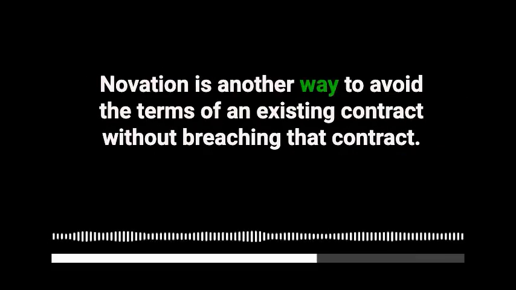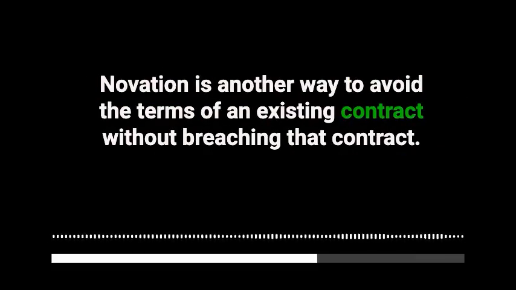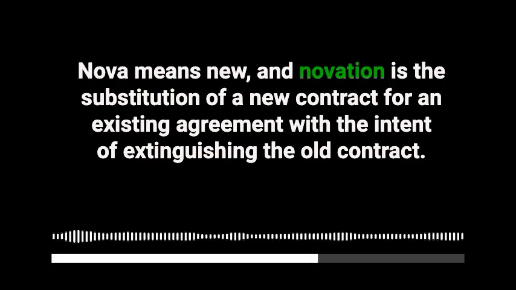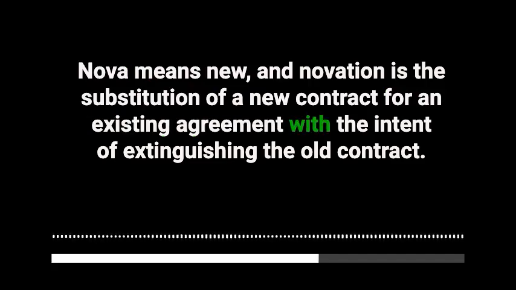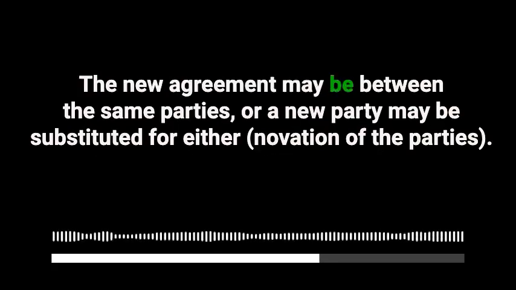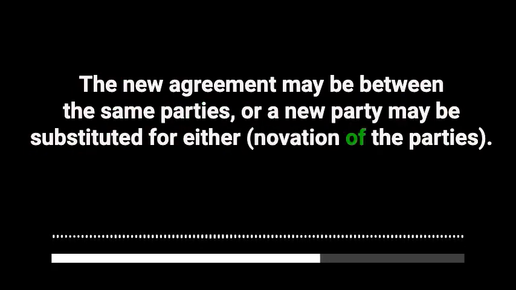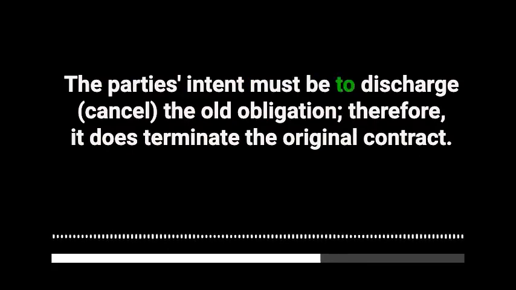Novation is another way to avoid the terms of an existing contract without breaching that contract. Nova means new, and novation is the substitution of a new contract for an existing agreement with the intent of extinguishing the old contract. The new agreement may be between the same parties, or a new party may be substituted for either. The parties' intent must be to discharge the old obligation; therefore, it does terminate the original contract.